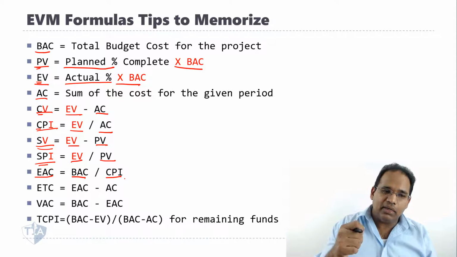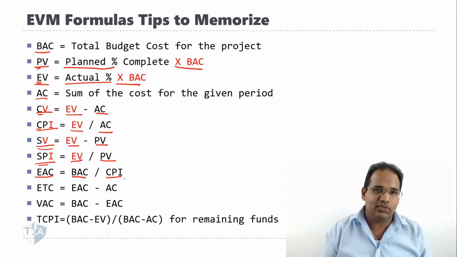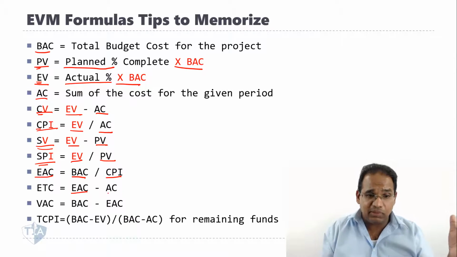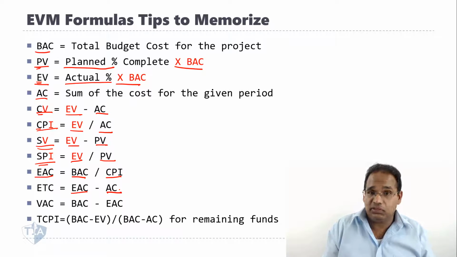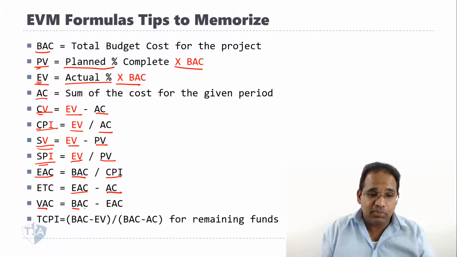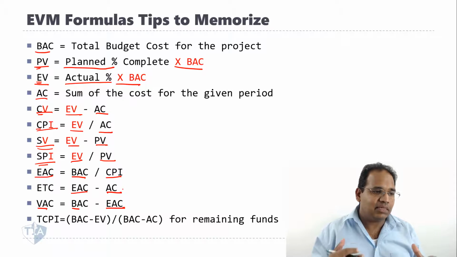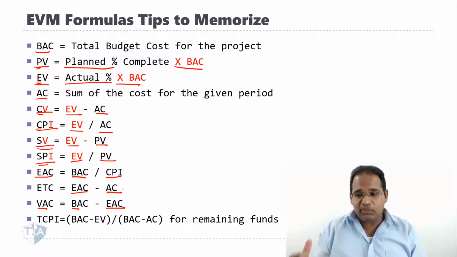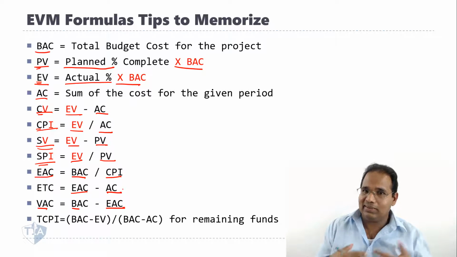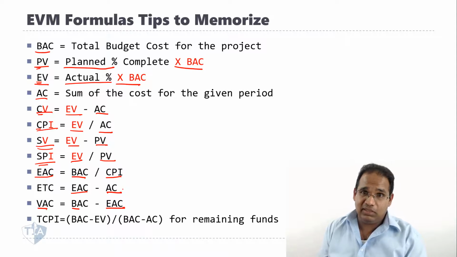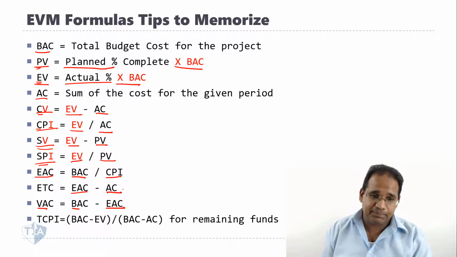ETC, estimate to complete. I remember this is how much more money I need to finish the project. So if my forecast is this amount, then I subtract what I've spent from it, and that tells me how much more money I need to finish the project. The VAC is equal to the original budget minus the new forecasted budget. I remember the VAC is how much money I might have left over. So I tell myself, to figure out how much money I'm going to have left over, I take the original money I start with, minus how much I'm forecasting to end with. That'll tell you how much money you'll have left over, or how much more money you need if it's negative.